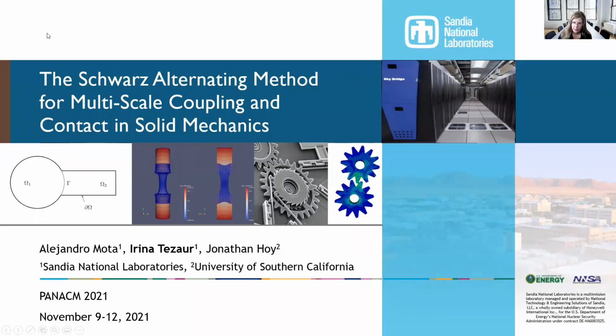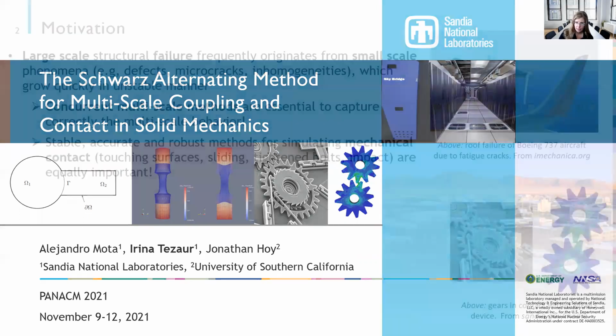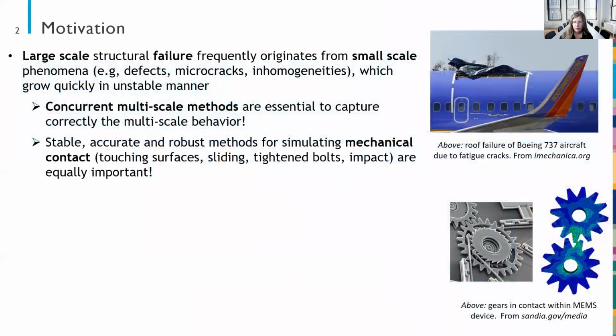Okay, good afternoon. Today I'll be talking about the Schwarz alternating method for multi-scale coupling in contact and solid mechanics. This is joint work with Alejandro Mota and Jonathan Hoy from Sandia National Labs and the University of Southern California, respectively. So let me start with a little bit of motivation.